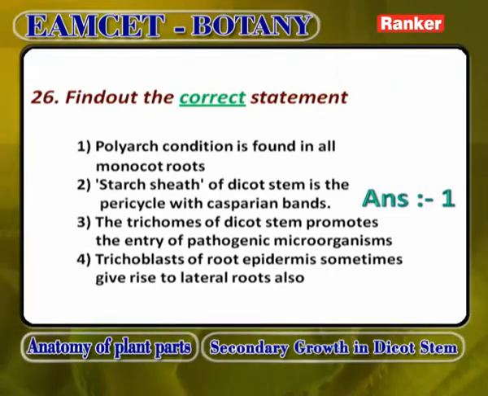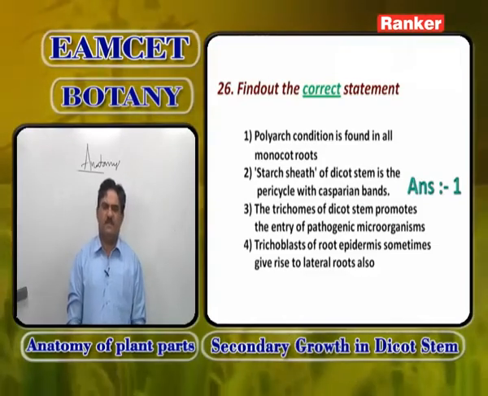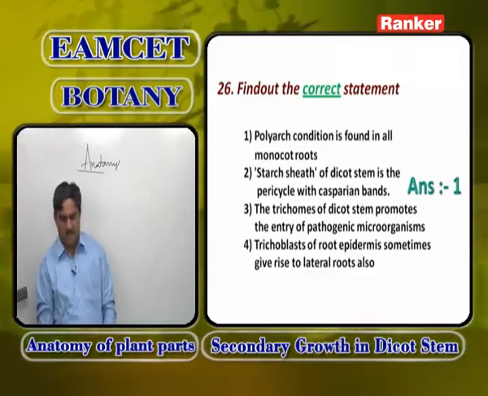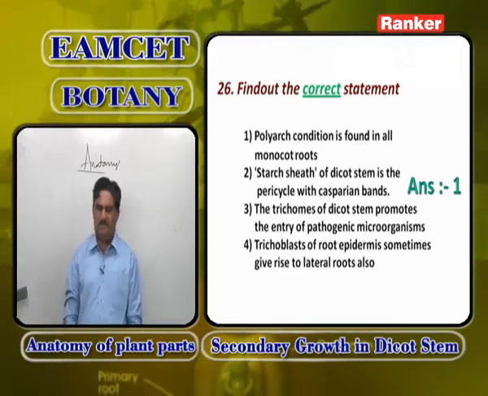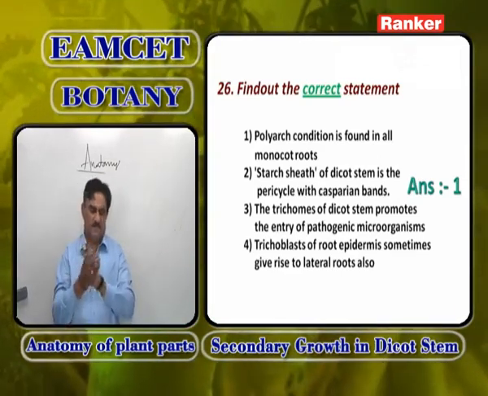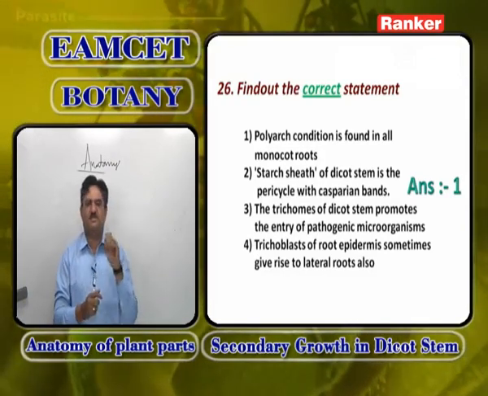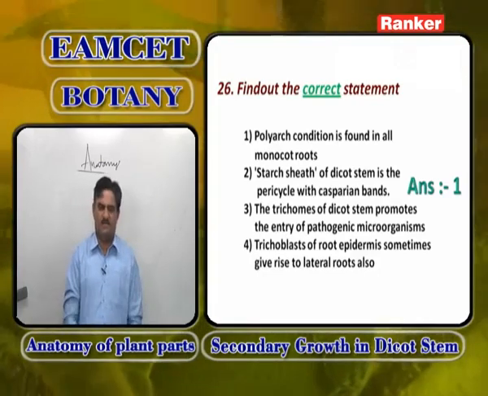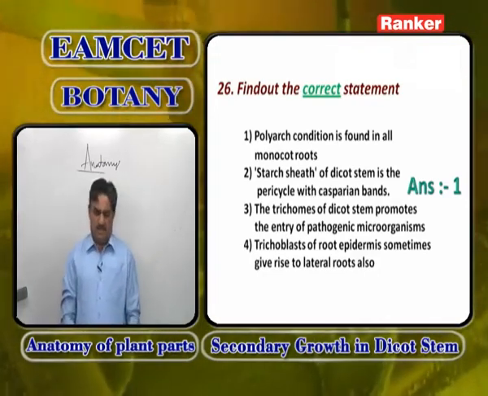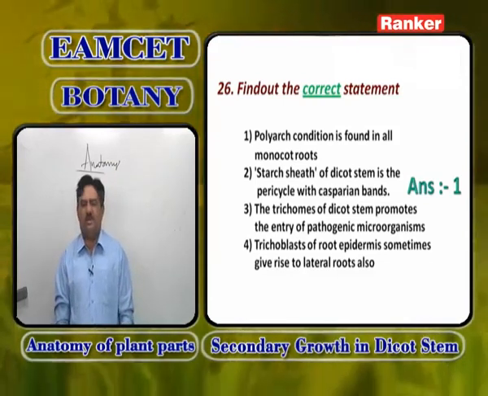The trichomes of epidermis always prevent the entry of microorganisms or pathogenic organisms. They don't allow any organisms to go into the root. They stop the entry of any organisms into the root. Trichoblasts of root epidermis sometimes give rise to lateral roots also. Very, very wrong. Trichoblasts are special epidermal cells in a dicot root or monocot root that give rise to a unicellular, delicate hair-like structure called root hair. They do not give rise to lateral roots, they give only root hair.